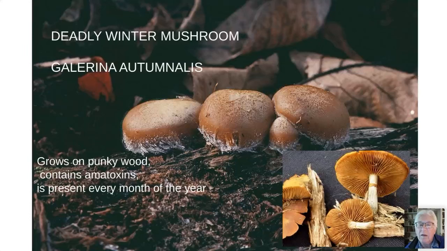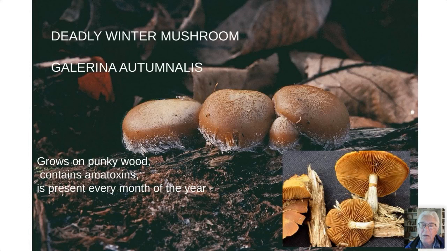Here I put a slide of the underside of it. You see, it has brown gills, brown spores, and it has a ring around the stem. Flammulina does not have that. And again, you see how punky the wood is right there.